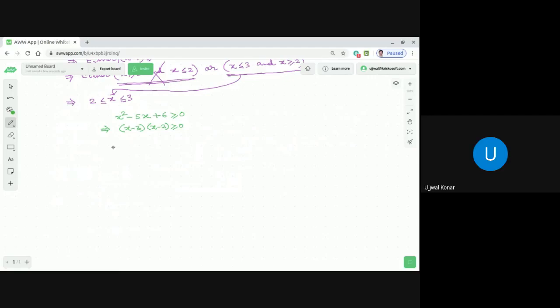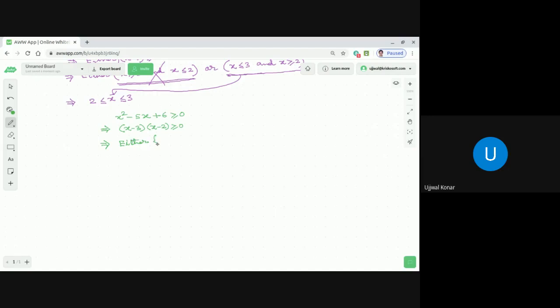Now, let us apply the concept of the inequality property we have learned today. Product of two expressions greater than equal to 0. What does it mean? Who can answer? If product of two quantities is greater than equal to 0, what does it mean? Both can be negative and both can be positive. Very good. Thank you, Mohor.